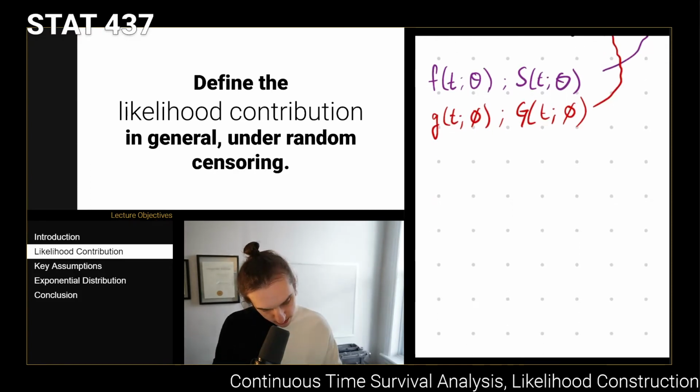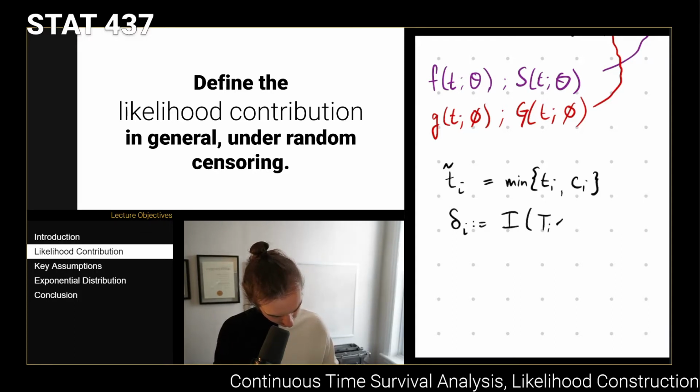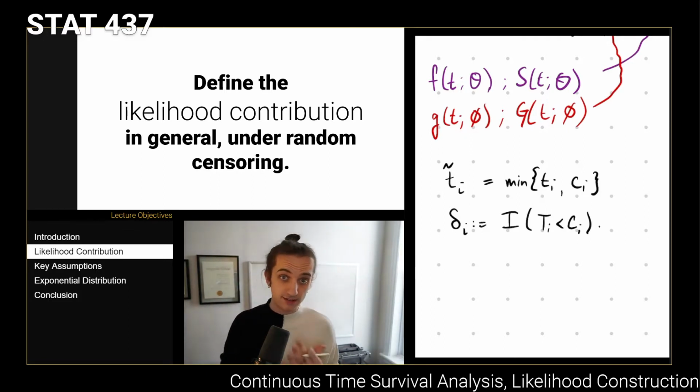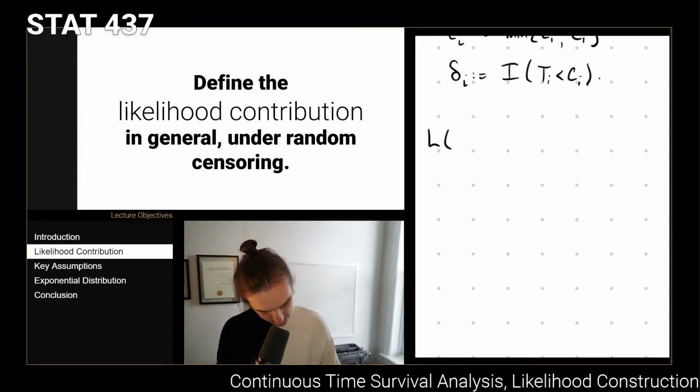We had talked about the observation, which we wrote as T tilde. That's going to be the minimum of T_i and C_i for each individual. We also discussed delta_i, the event indicator, which is the indicator that T_i is less than C_i. So delta_i is 1 if the event is observed, and delta_i is 0 if censoring is observed. Then the basic question we want to ask ourselves is: what is the likelihood for our theta and phi parameters?